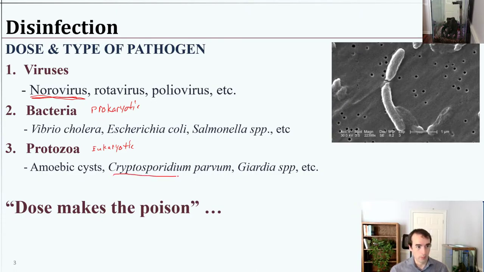That Cryptosporidium outbreak, by the way, in your required reading, this is that organism, and they can form cysts that are kind of like really almost egg-like, except it's just the cell. But they're really hard to disinfect because they're hardened to resist environmental factors. That's why they can last longer in the environment.